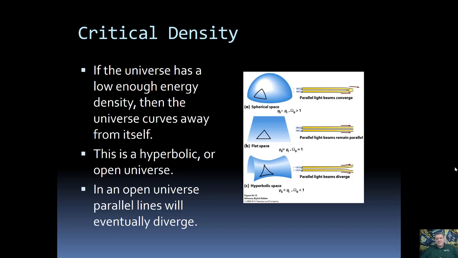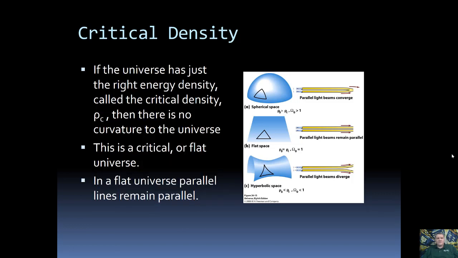Another possibility is if we don't have enough stuff in the universe. In that case, we get the opposite curvature. Instead of parallel lines coming together, we have parallel lines that separate. The lines diverge. The shape that does this is a hyperboloid. It's this weird kind of saddle shape. This is referred to as hyperbolic or open space. The parallel lines eventually diverge.